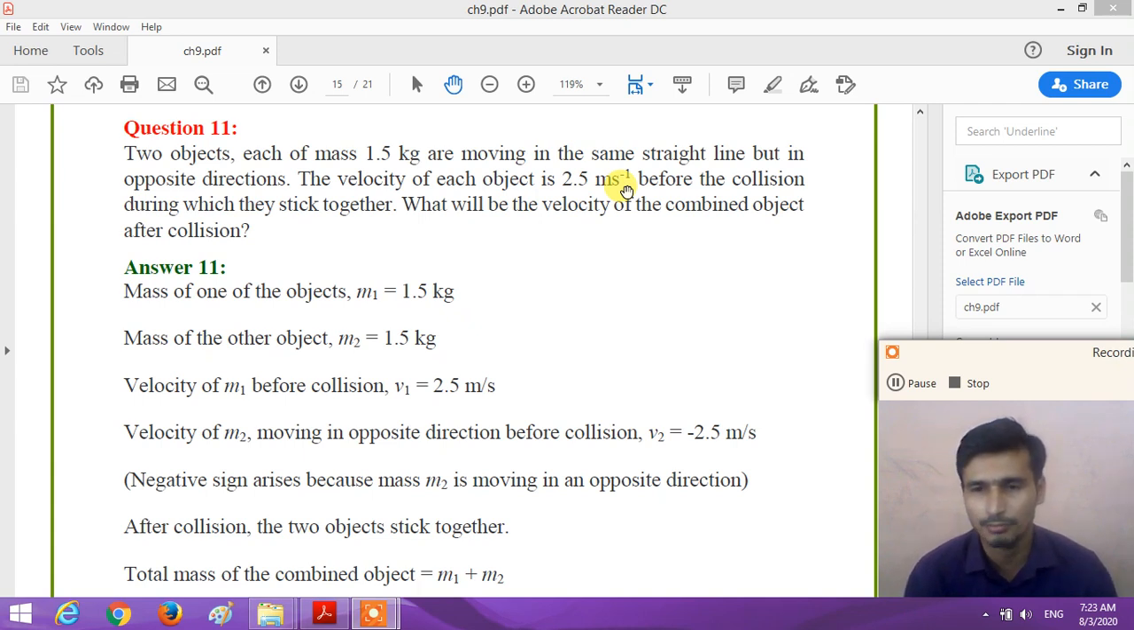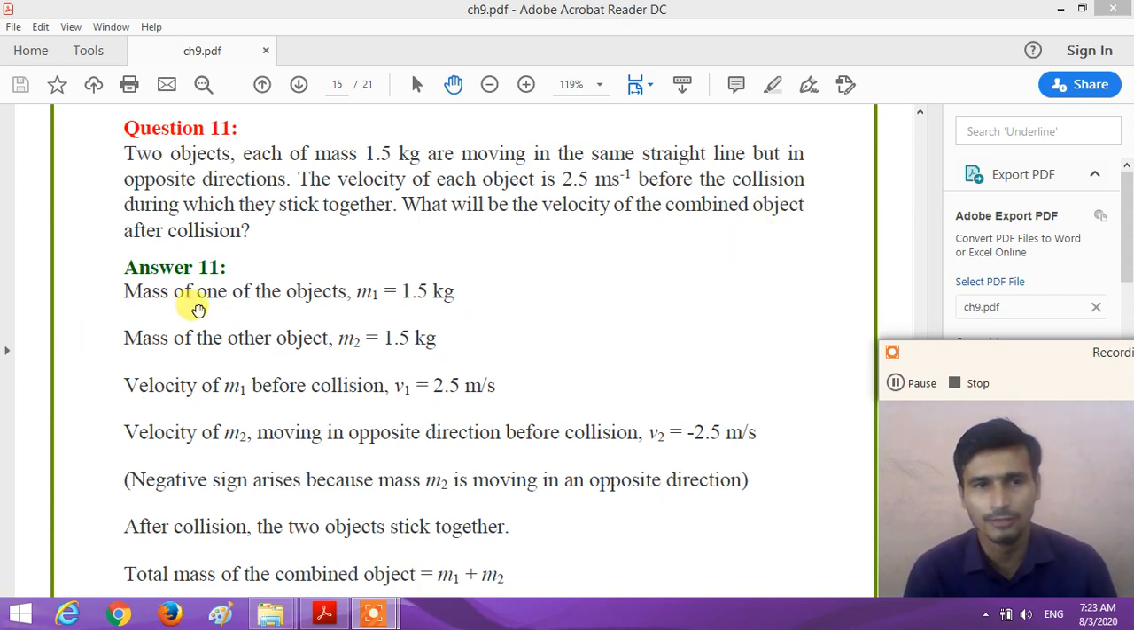During the motion the objects stick together. Now, what will be the velocity of the combined object after the collision? We need to find the velocity of the combined object after collision. So, dear student, here we apply the law of conservation of momentum. The momentum of the objects before the collision and the momentum of the objects after the collision are the same.